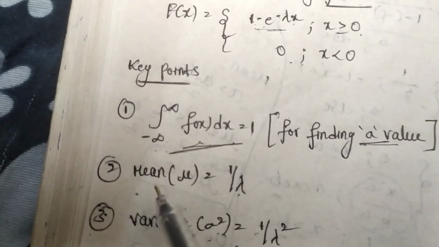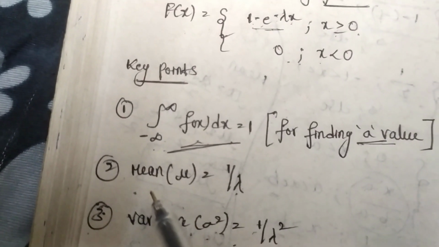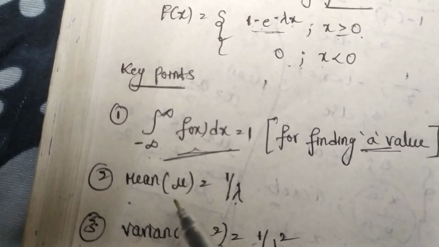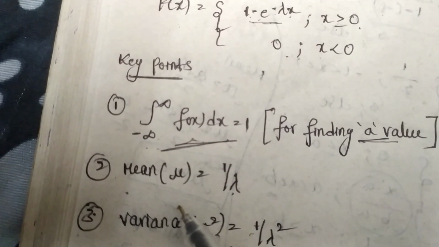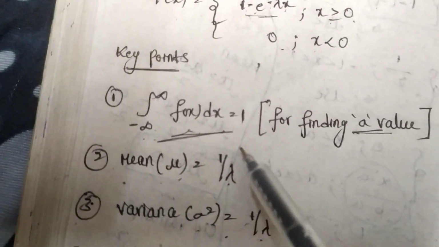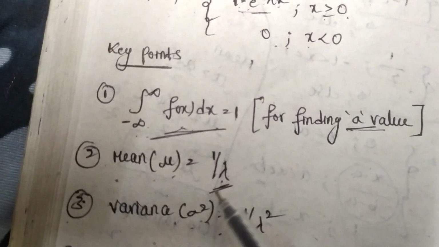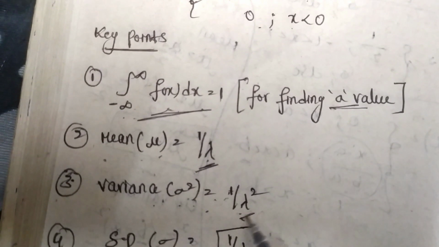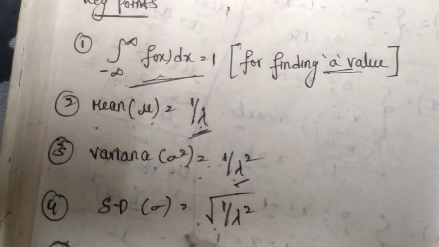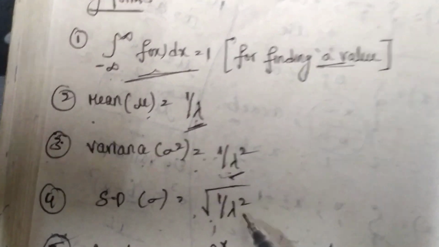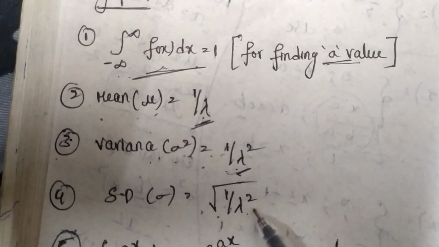Second one, same as in uniform distribution, we have the mean, variance and standard deviation formulas. In exponential distribution, the mean mu equals 1 by lambda and the variance sigma square equals 1 by lambda square, whereas the standard deviation sigma equals the square root of the variance sigma square, that is the square root of 1 by lambda square.